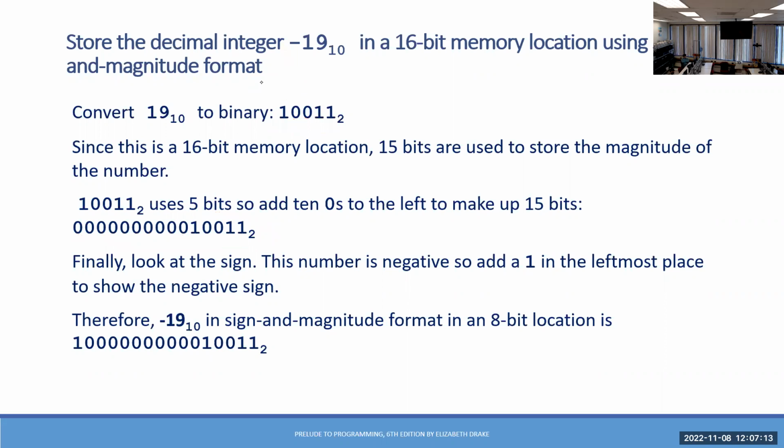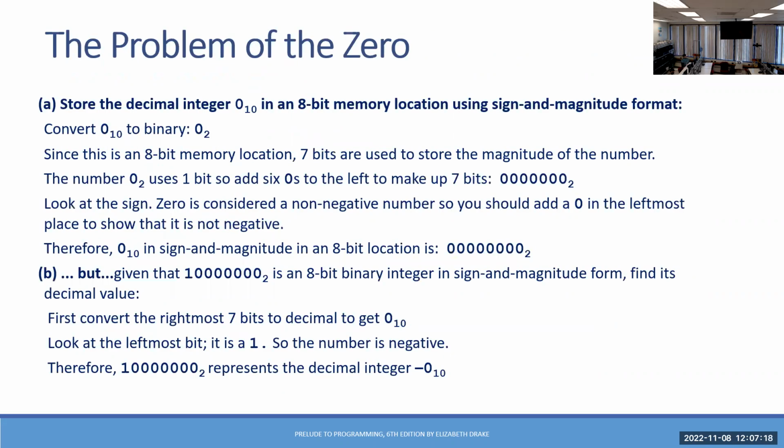But you have one problem with the sign and magnitude here. That is the problem of the 0. Now think about this one. If I have an 8-bit number, 1, 2, 3, 4, 5, 6, 7, 8, all 0 here, what's the value of this one in the sign magnitude? What do you think?